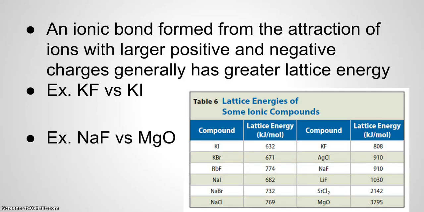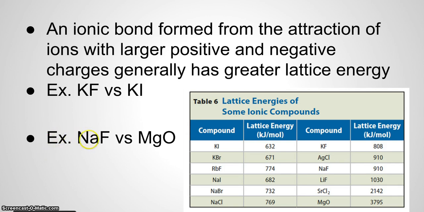All right, now an ionic bond formed from the attraction of ions with larger positive and negative charges also has greater lattice energy. So let's compare potassium fluoride versus potassium iodide. As you can see, potassium iodide is right here, potassium fluoride is right here, and potassium fluoride has a higher lattice energy because they are both +1 and -1 in both compounds, but fluorine is a smaller ion than iodine. If you look at the periodic table, fluorine is up at the top. It is a much smaller ion than the iodide ion, so it's going to be more attracted to the potassium.